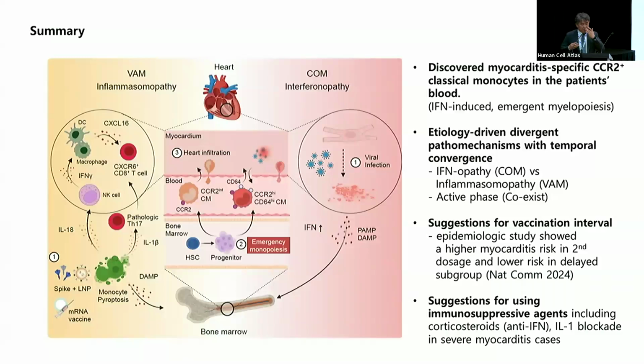So they suggested a 4 week interval, but if it's delayed more than 6 weeks, there's definitely a lower risk of myocarditis. That may be explained by the additive action of the spike protein. And there is some suggestion for using an immunosuppressive agent for the treatment.